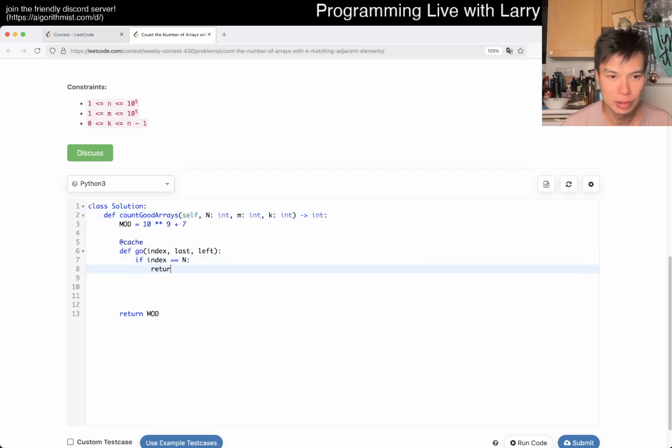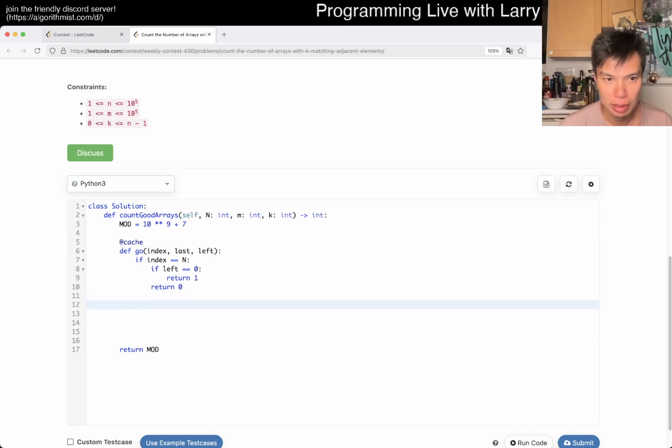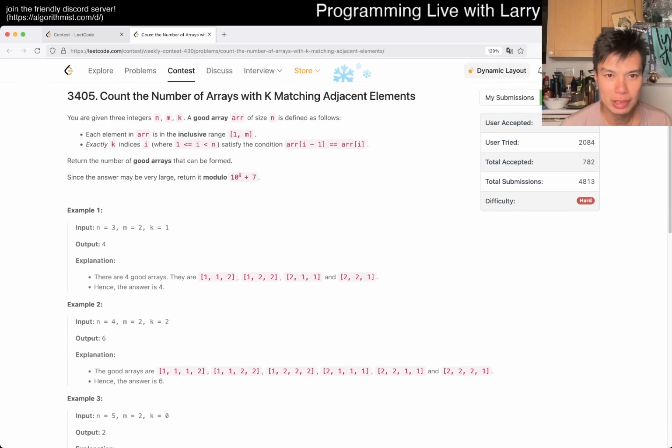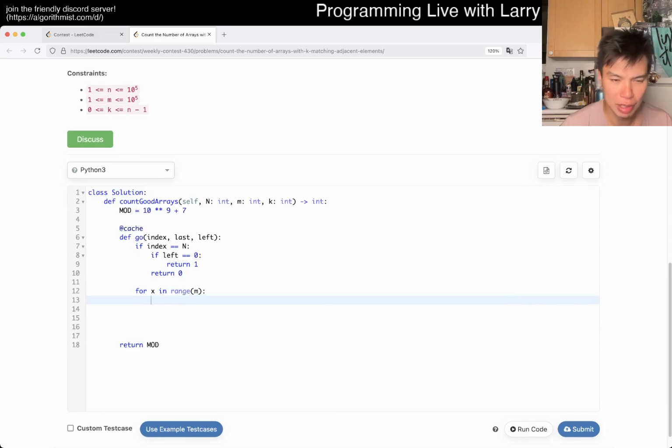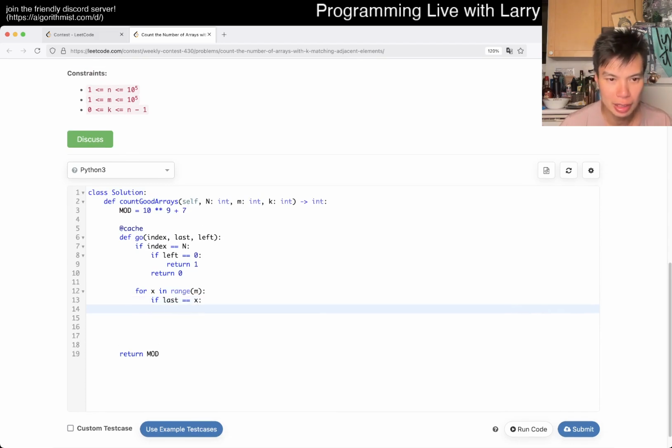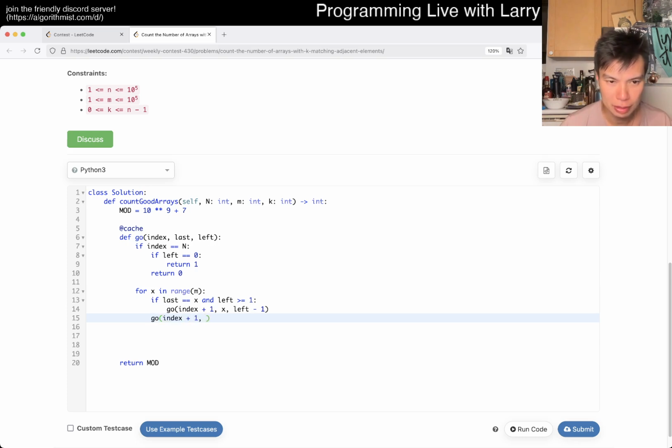Then we return 1 if left is equal to 0, otherwise we return 0 actually. What is m? M is the number of numbers, so then we have to do for x in range m. It wants them from 1 to n, but it's fine, we just do it from 0 to m minus 1. So then if last is equal to x, then count left plus 1, last is x, and then left minus 1. Otherwise just index plus 1, x.